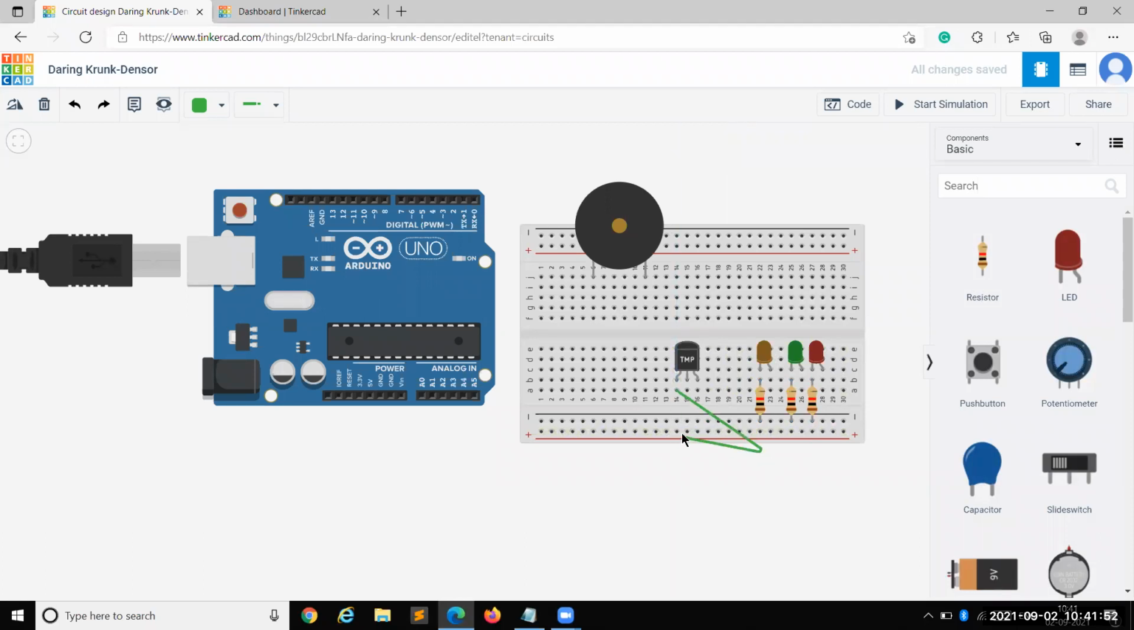Okay, so we have taken three LEDs and three resistors. As you know, we need a resistor, otherwise the LED might burst. So we have taken three resistors, three LEDs, and we have connected them to the ground. As we know, one part of the resistor goes to the ground.